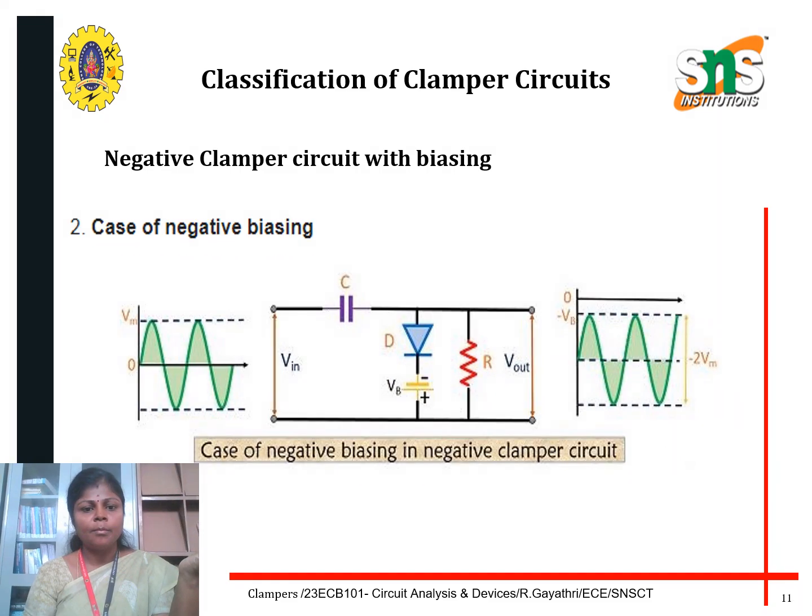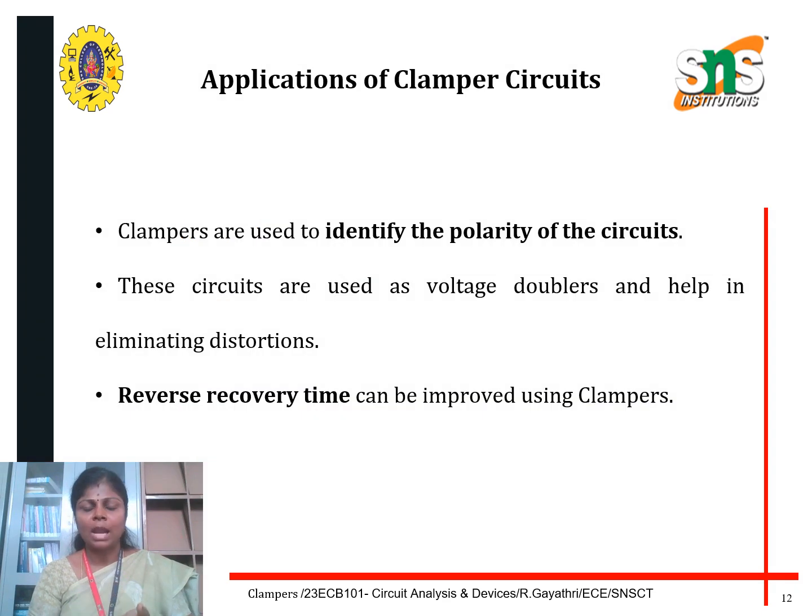Then in the case of negative biasing, the negative bias voltage is given along with the diode. In this case, the output will be clamped with a shift to the negative DC level of the AC signal. Then the applications of the clamper circuit.